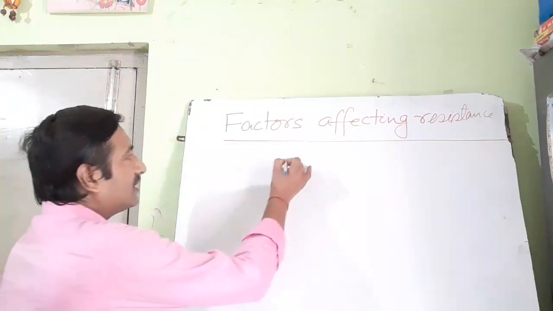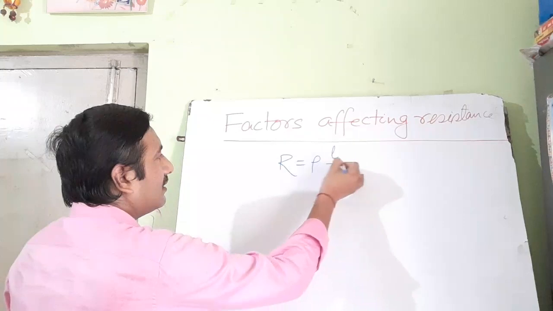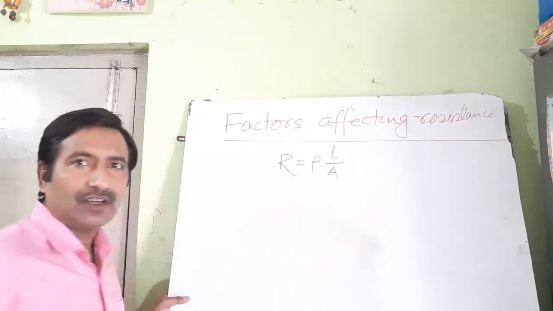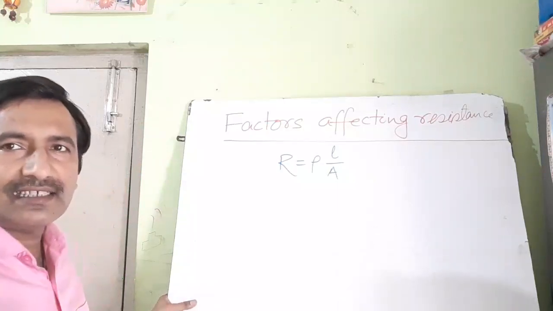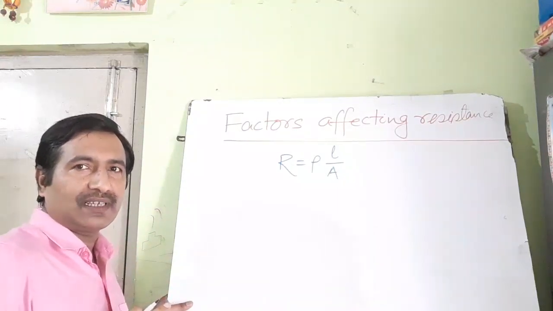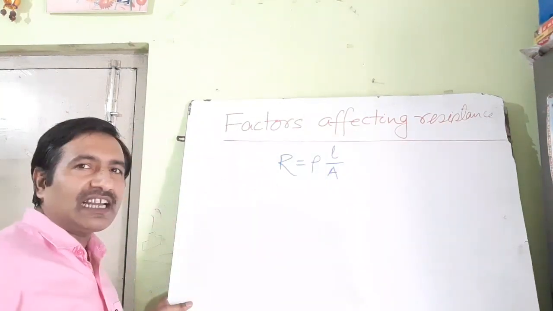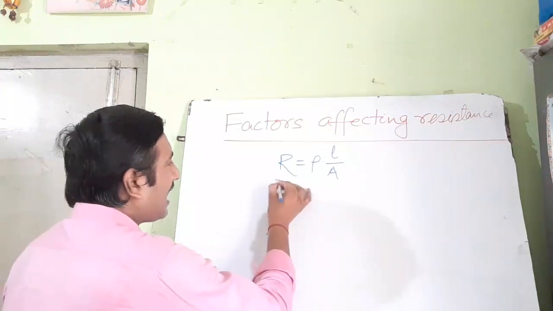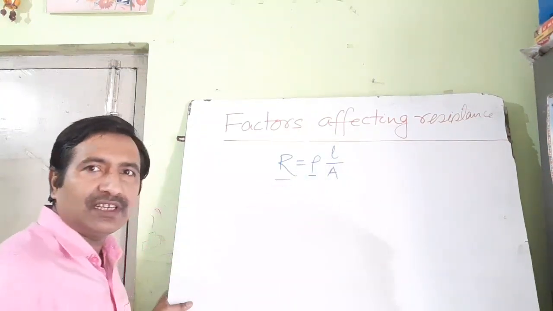You know, resistance R is equal to rho L by A. Got it? Here rho is the resistivity, L is the length of the conductor, and A is the area of cross section of the conductor. So on the basis of this formula, you can understand that resistance R depends upon rho, upon L, and upon A.